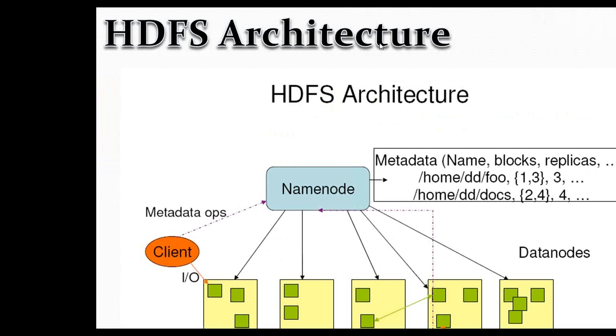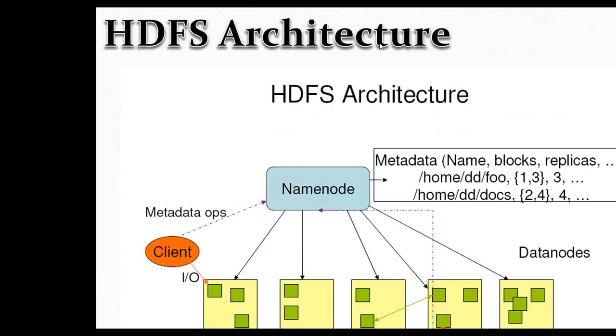Okay. So we have left off in HDFS architecture discussion. As we talk about, the major nodes, one is the master node, that's the name node, which is comprised of name, blocks, and replicas. Name is obviously the file names, blocks are the file blocks, and the replicas.